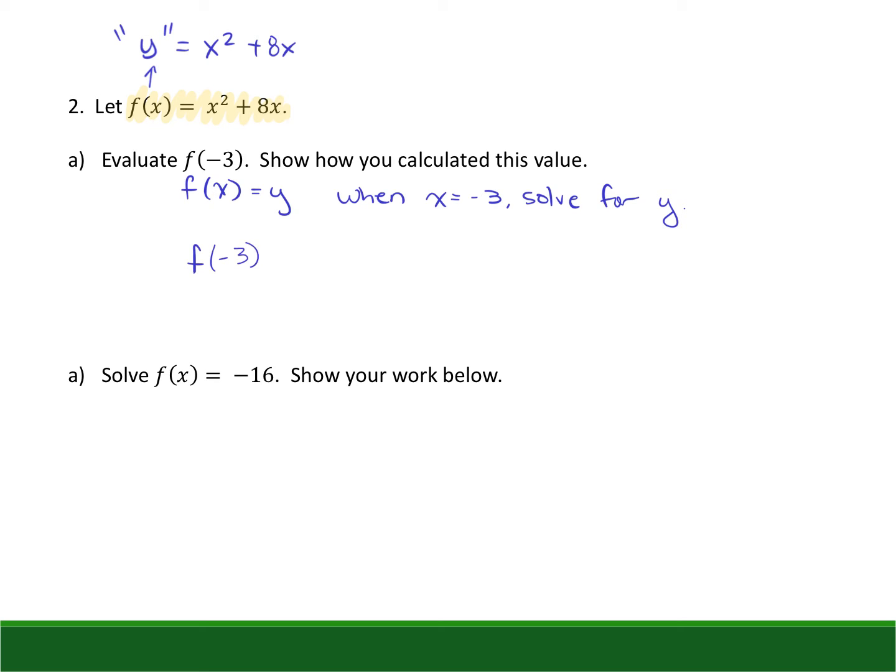So f of negative 3 is equal to, wherever we see x, we're going to substitute negative 3 squared plus 8 times negative 3. Okay, so we get 9 here, and then plus 8 times negative 3, that's going to give us a negative 24. And so f of negative 3 is equal to negative 15.